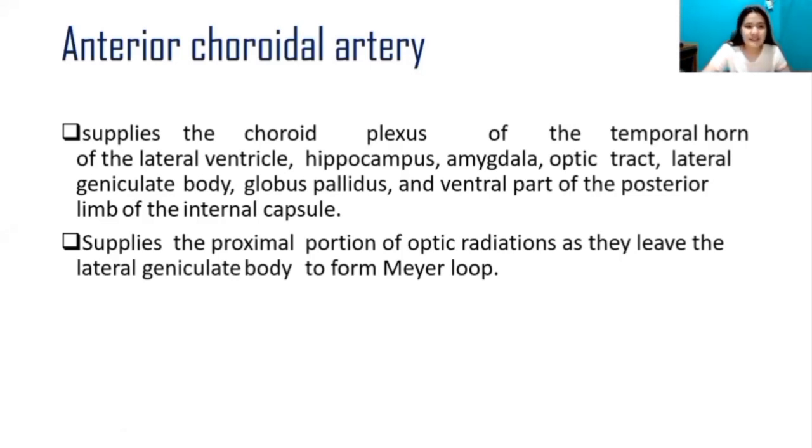So what does it supply? It supplies the choroid plexus of the temporal horn of the lateral ventricle. It also supplies the hippocampus, amygdala, optic tract, lateral geniculate body, globus pallidus, and the ventral part of the posterior limb of the internal capsule. It also supplies the proximal portion of the optic radiations as they leave the lateral geniculate body to form the Meyer loop. So, we all know that the choroid plexus produces most of the cerebrospinal fluid of the CNS.